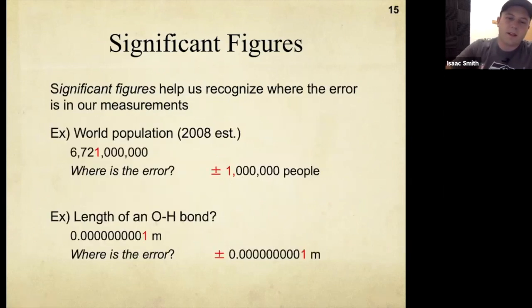So the only significant figure here is the 1. Check mark back up there. And since it's the only significant figure, it's also the final digit, right? The final significant figure. And so the error is actually in this 1 place right here. And that's where we see the error.